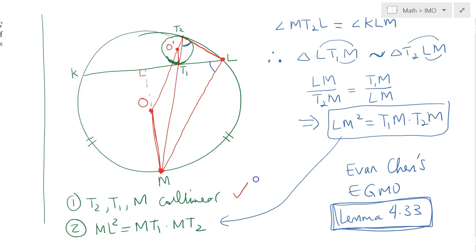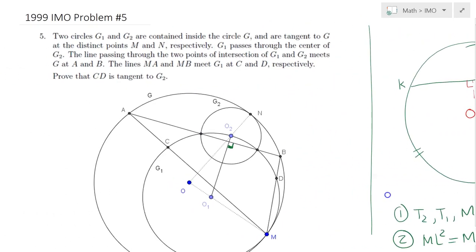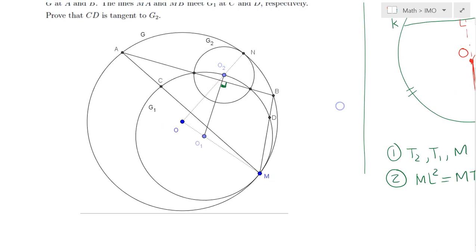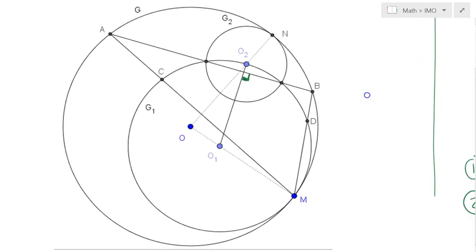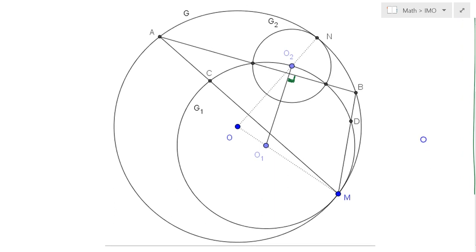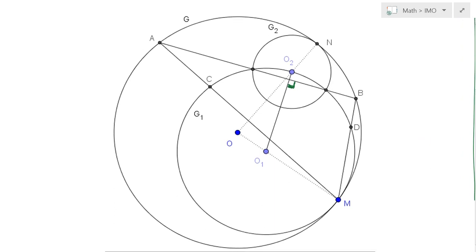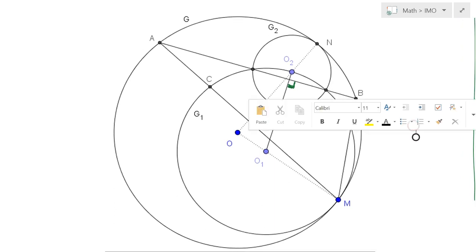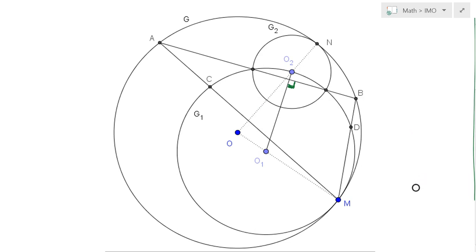Okay, so now going back to our problem at hand, I would like to augment the picture like this and start considering how to approach this problem. I would like to start with the following claim.